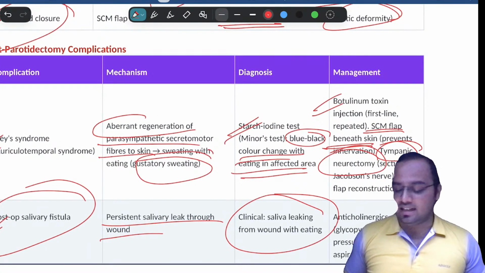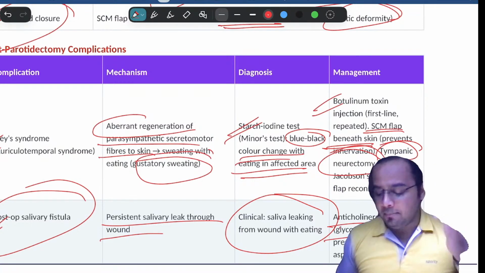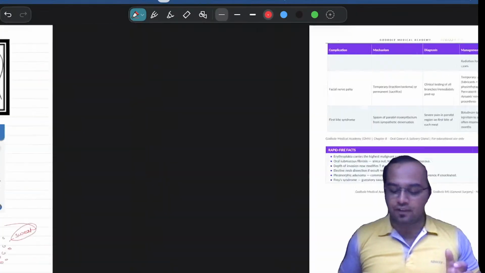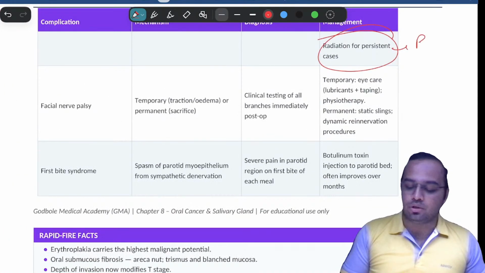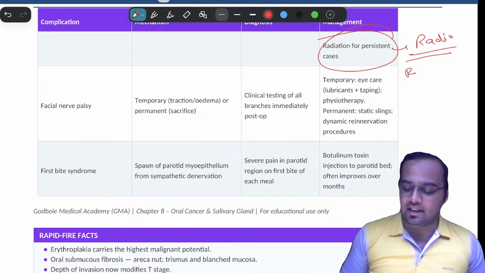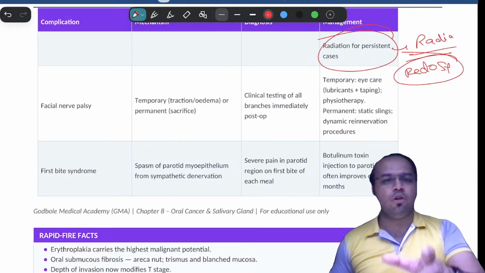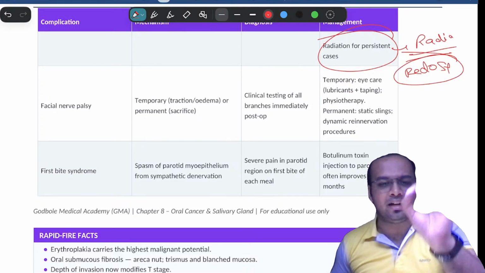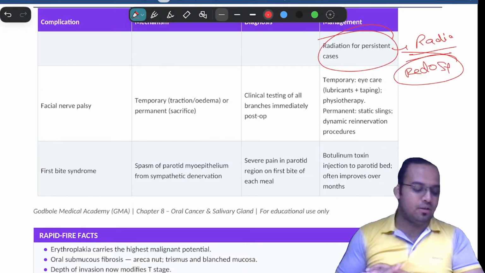And how to manage it? You can go for anticholinergics. With anticholinergics you can try to control it, but if it is not controlled even after that, then you can go for radiation. Radiation is going to burn off the gland, but it carries an increased risk of malignancies, or you can go for a redo surgery. So what to do in case of parotid fistula? You can go for radiation as a last resort, but if the patient is at high risk of malignancy, you can go for surgical cautery or redo surgery.